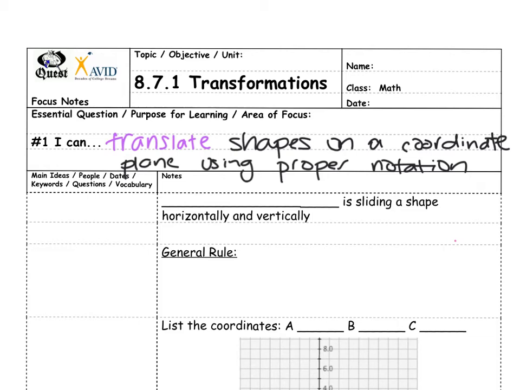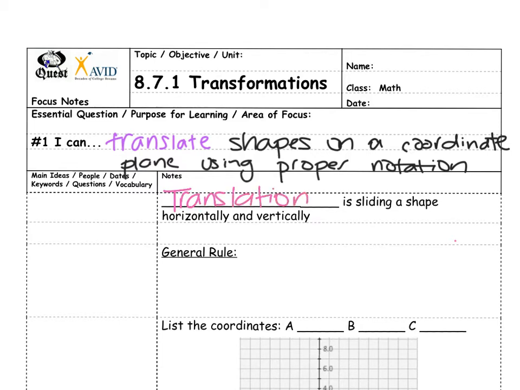Today we're starting a new unit, transformations, and we are going to talk about lesson number 1, translations today. So today's I can translate shapes on a coordinate plane using proper notation. To begin, we have our vocabulary word, translation.